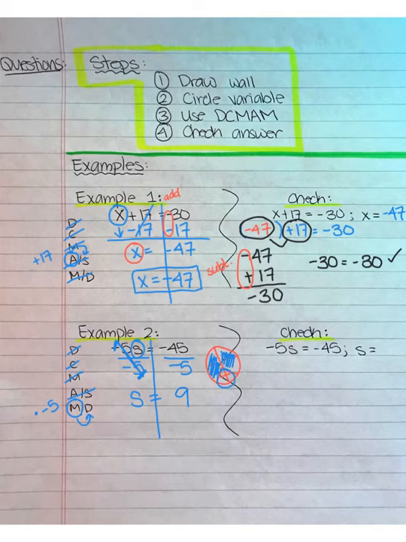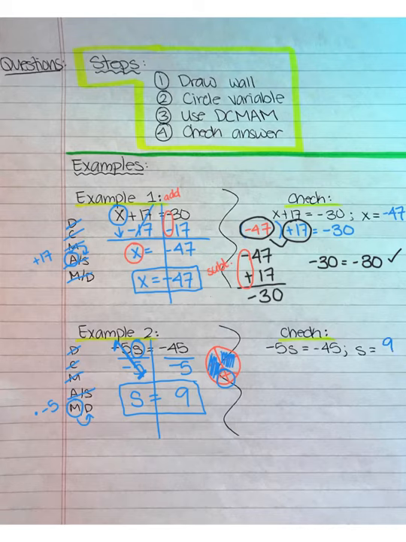So my answer is positive 9. And I know that's my answer because my variable is by itself. There is nothing next to it. S is the only thing on that left side. So technically, we're done. But I do want to check my answer. So to check, we know that S was equal to 9.